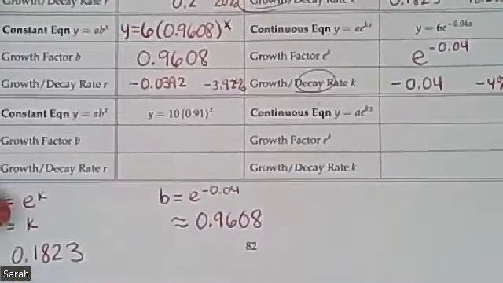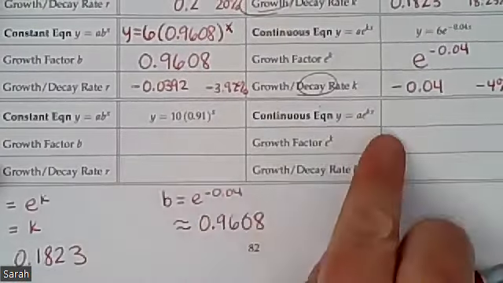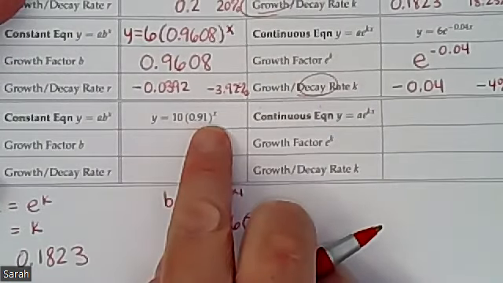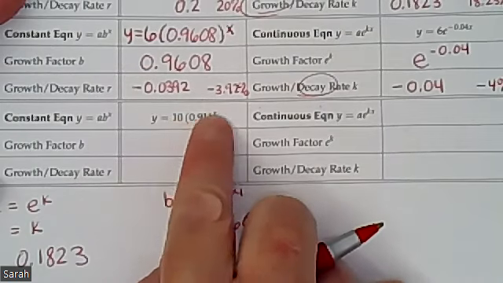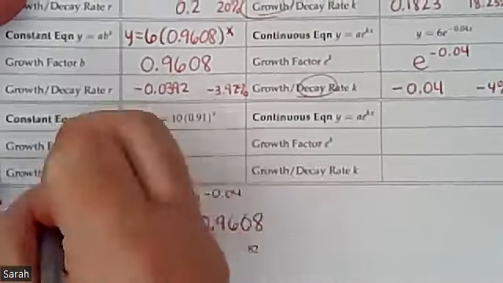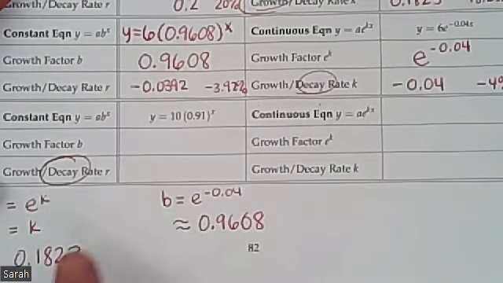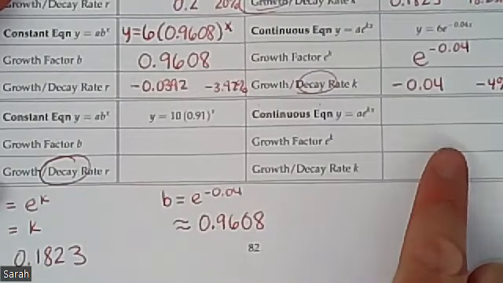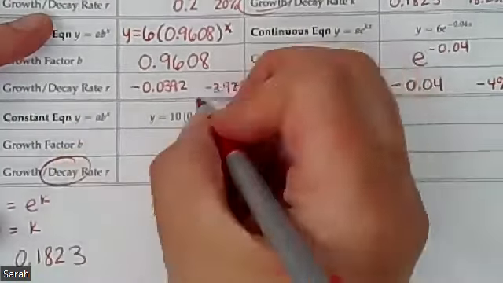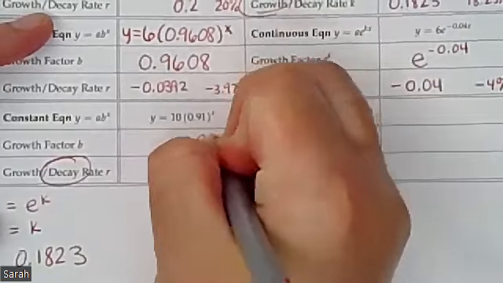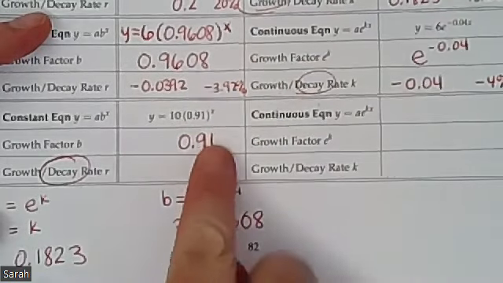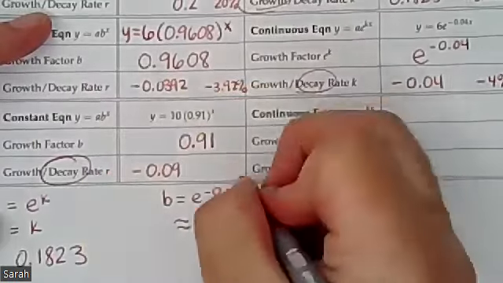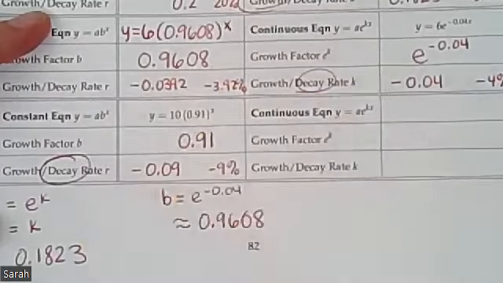All right, down to our last one. We're going to go back the other way this time, from our standard or constant to the continuous. So I have y is equal to 10 times 0.91 to the x. Since my b is between 0 and 1, I do know that this is decaying. And so I am going to expect that I'll get a negative k in order for that to match. So my growth factor is 0.91. That's just the b. And if I subtract 1 from that, I get negative 0.09 or negative 9%.